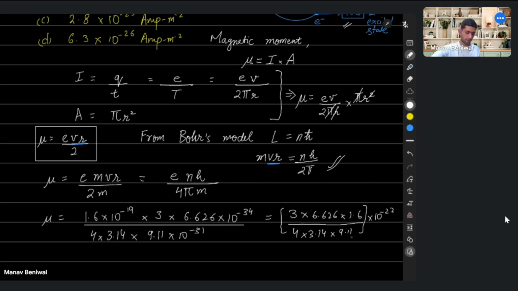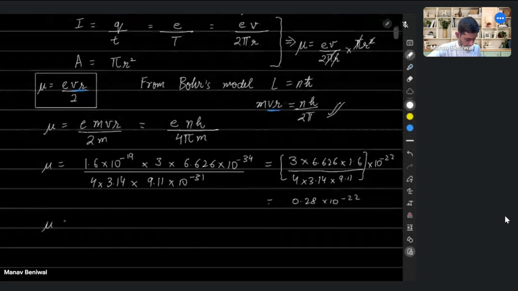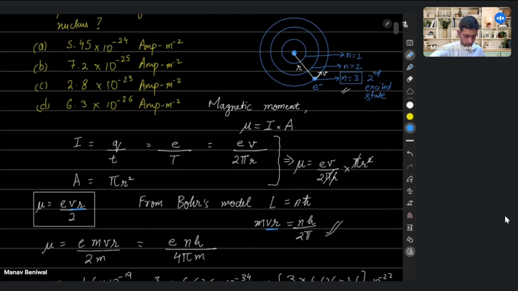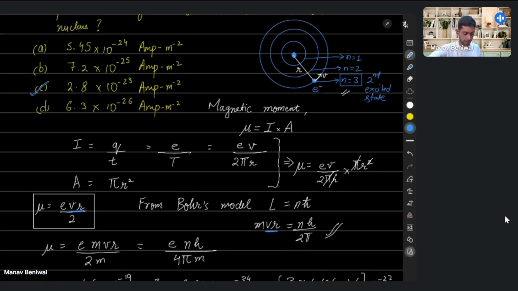Okay, and this factor in the bracket comes out to be 0.28 times 10 to the power minus 22. So finally, we can write our mu to be 2.8 times 10 to the power minus 23 amperes per meter squared. So this is our final answer. Okay, let's see if it matches with one of the options. Yes, so the answer will be C.